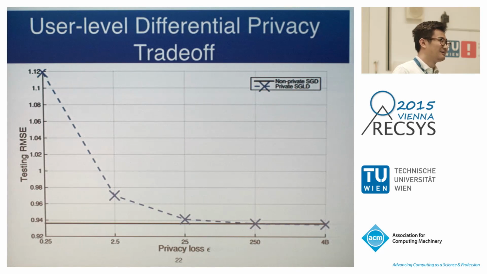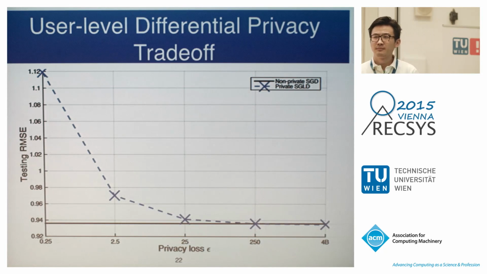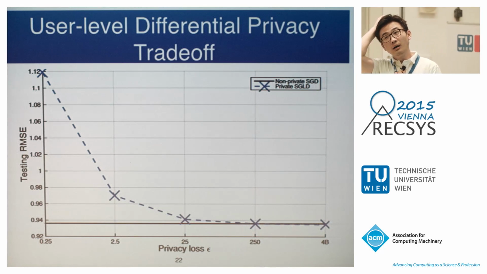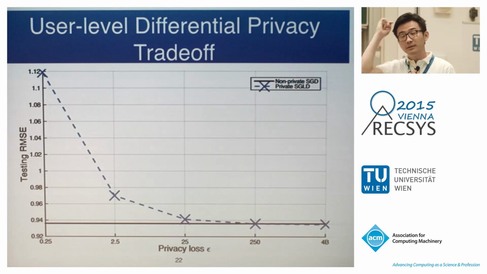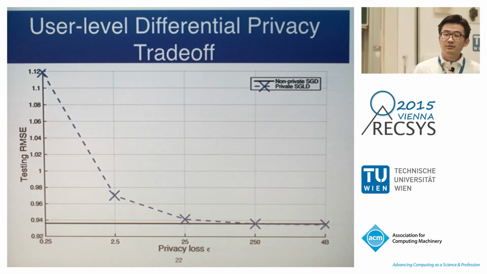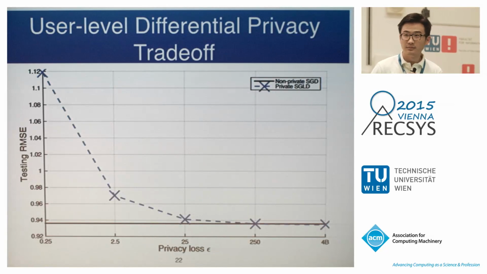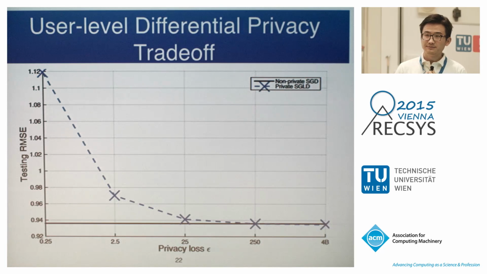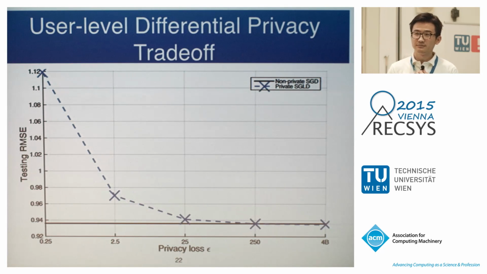Maybe time for one last question. You just stated that setting epsilon to be 2.5 can prevent the linkage attack. Can you show some proof for that? Is it in the paper? Yeah, you can have a look at the details of the paper. That's the proof. Or you can talk with me later. Okay, all right.